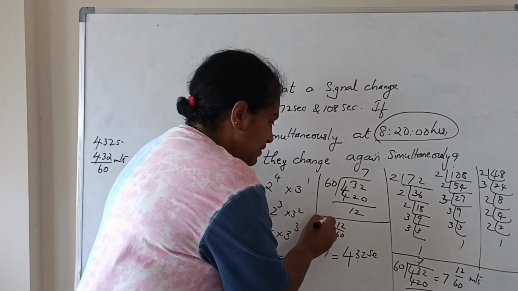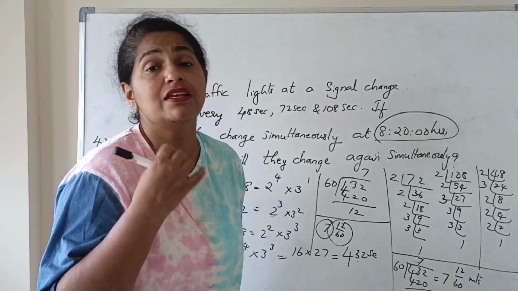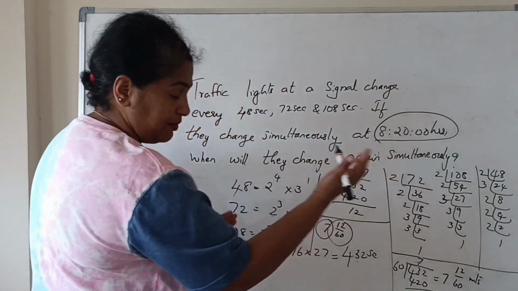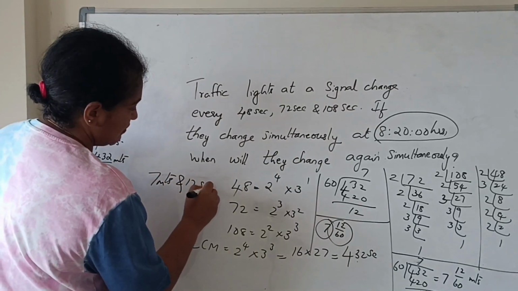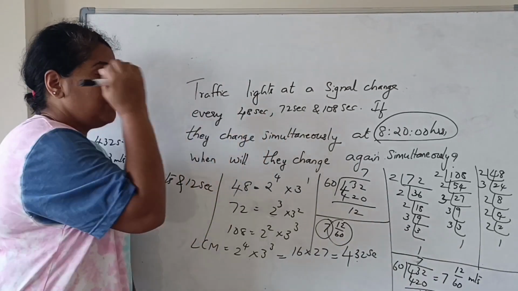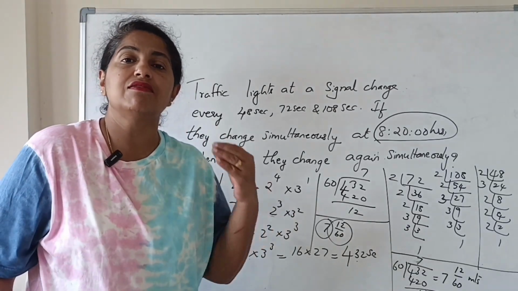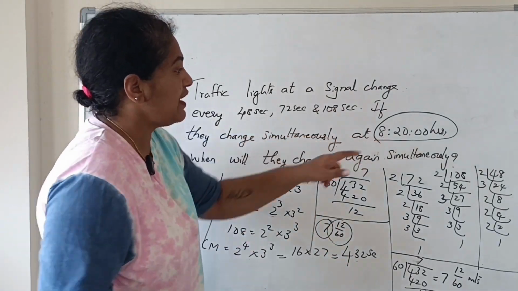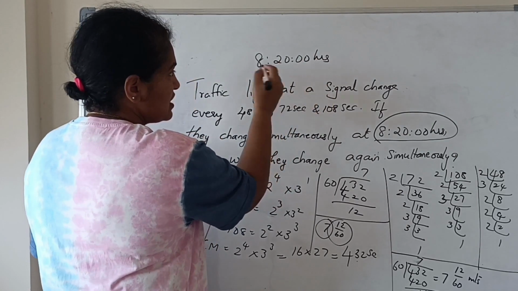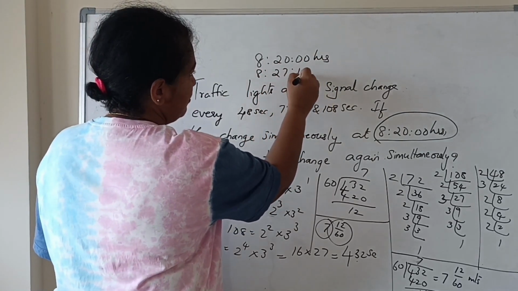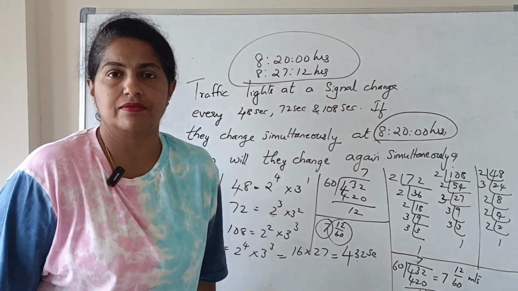So it is 7 minutes and 12 by 60 minutes. 12 by 60 minutes, if I am converting it into seconds, I will get 12 seconds. So what I am getting is 7 minutes and 12 seconds. This is the LCM of these three numbers. Basically it means after this particular time of 7 minutes and 12 seconds, the signals will change again simultaneously. So it is 8:20 in the beginning. So after 7 minutes and 12 seconds, the signals will change again.